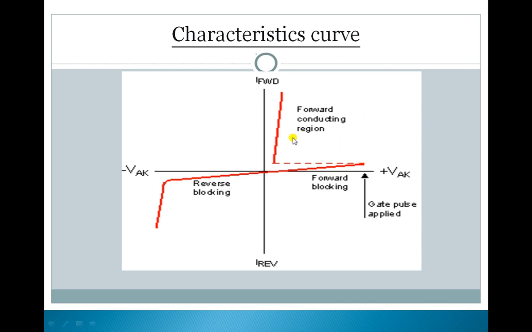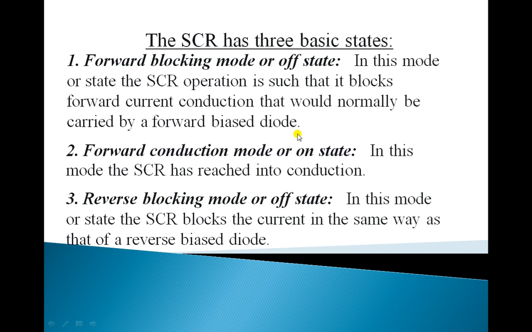So when we apply the gate voltage, what will happen? The electrons and holes will move fast, and the voltage drop across the thyristor will drop instantaneously, and the current will increase as shown in this graph. This way the forward voltage becomes minimum and the current becomes maximum. So the thyristor works in these three different modes: forward blocking mode or off state, forward conduction mode or on state, and reverse blocking mode or off state.